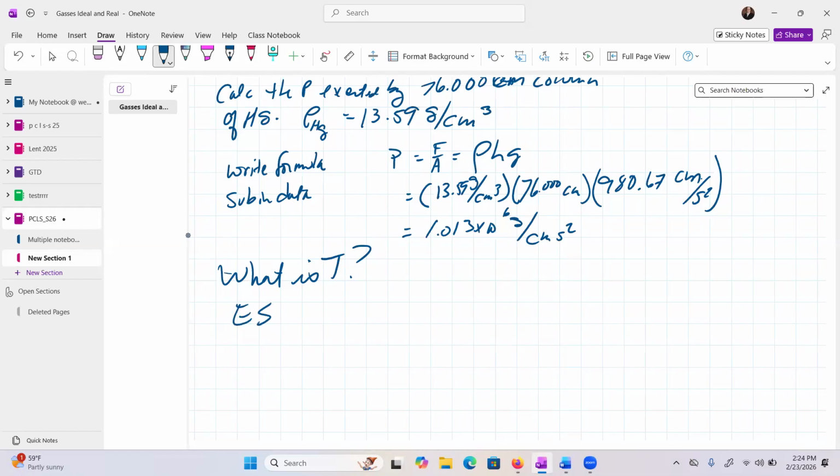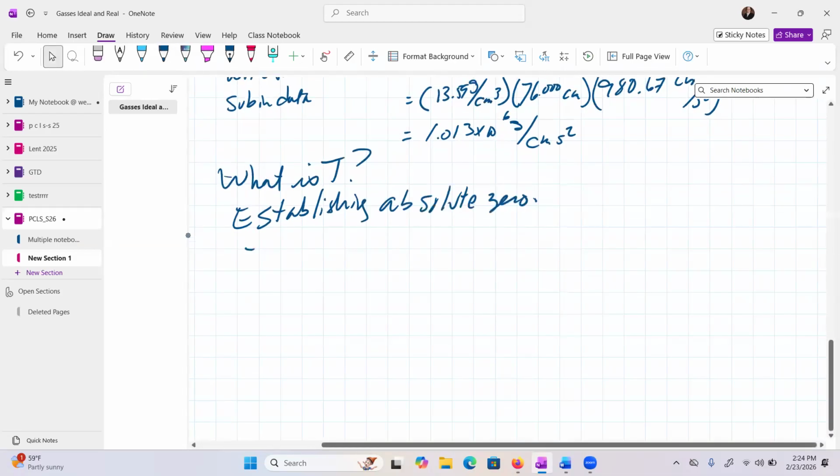So, establishing absolute zero. The reason this is important is that when we compare two things, we're comparing them from a common reference point. You've probably heard of this before. It's the temperature at which all thermal motion ceases.